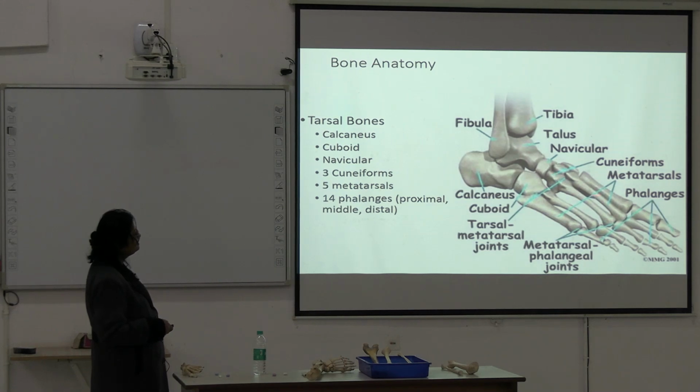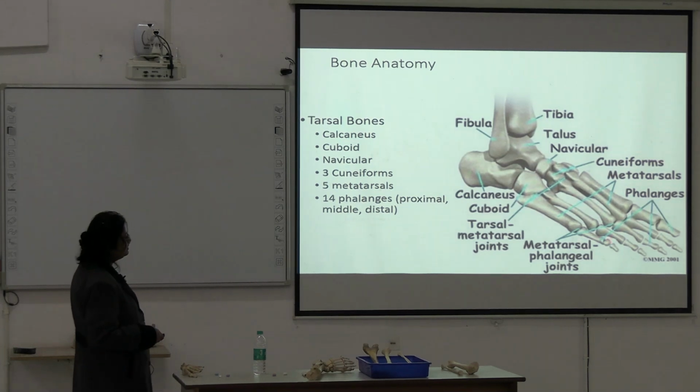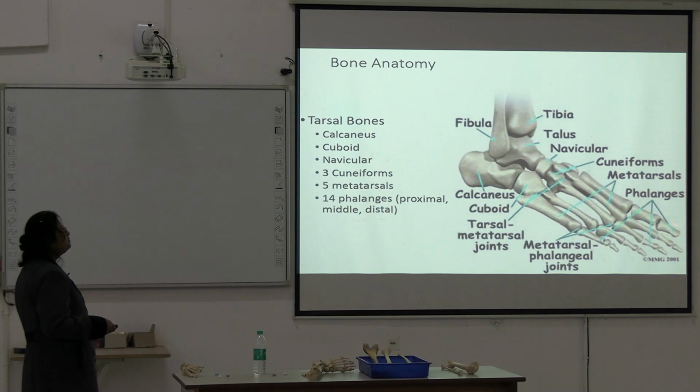Here are the metatarsals, first, second, third, fourth and fifth metatarsal. Here is styloid process of fifth metatarsal. And these are the phalanges, 2 for the great toe, 3 each for the rest of the toes. Okay, understood. So, these are the bones forming the foot.